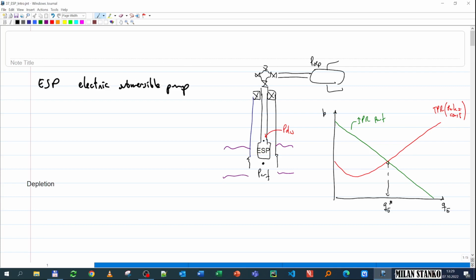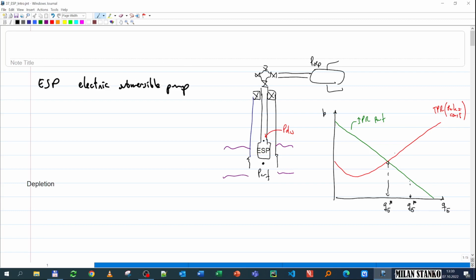And that rate might be too low to be economically feasible, or I simply want to increase the rate to increase revenue and also increase recovery. So usually I want to be to the right. I want to produce a rate which is to the right. Let's say this QO star.